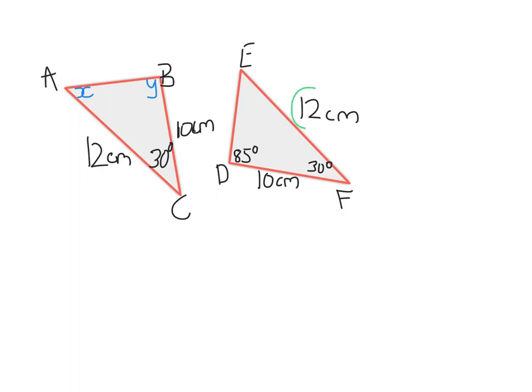Well, they have two pairs of equal sides, and the angle between them is equal. So these two triangles are congruent by the SAS test. So how do you write that they are congruent? You write a congruent statement.